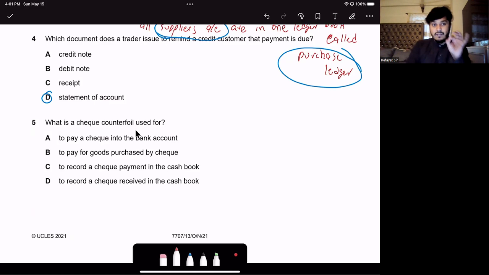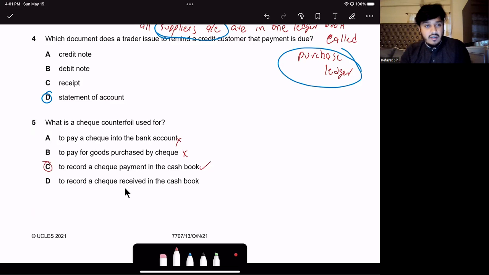Very simple. So let me be very clear. Whenever we pay by check, we write down our check, give the check to the person we're supposed to pay, and the same or similar details are written on a page attached to the checkbook, so that later we look at the check counterfoil to record our transactions to the bank in the cash book. So let's look at the options. A, to pay a check, no. To pay for goods purchased by check, no. To record a check payment in the cash book, yes. C is the answer.